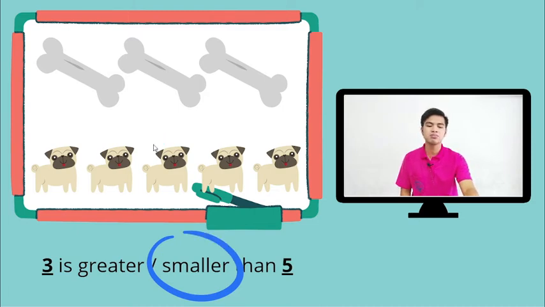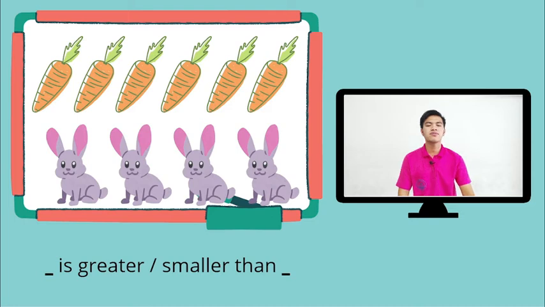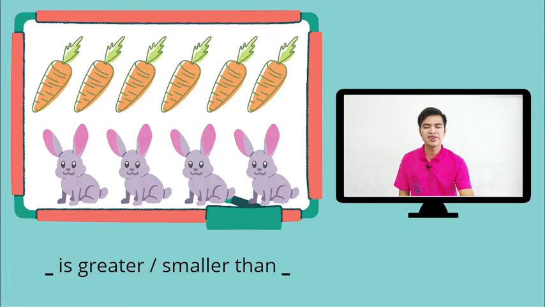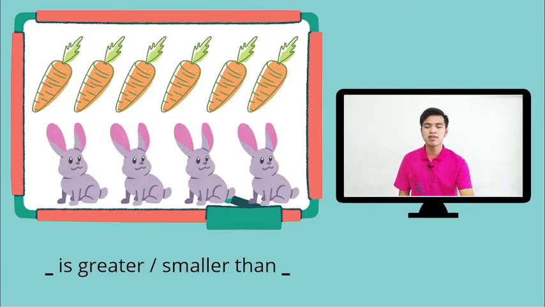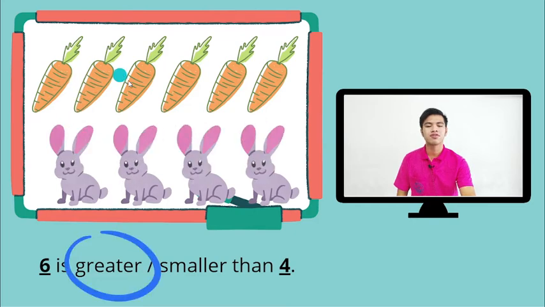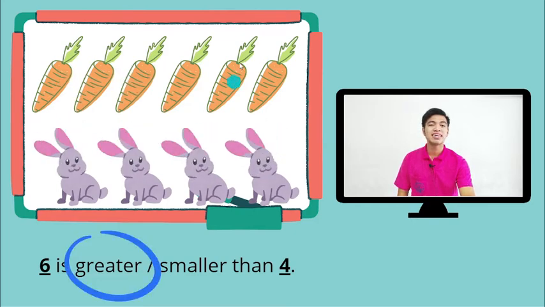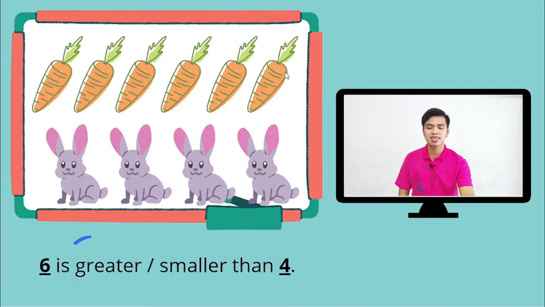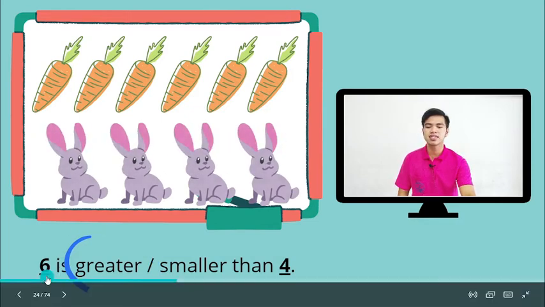That is why it is smaller. For the next one, we have carrots and rabbits. Look at the rabbits. They are so cute. Okay, so now let's count the carrots. 1, 2, 3, 4, 5, 6. There are 6 carrots. So we're going to write 6 here.